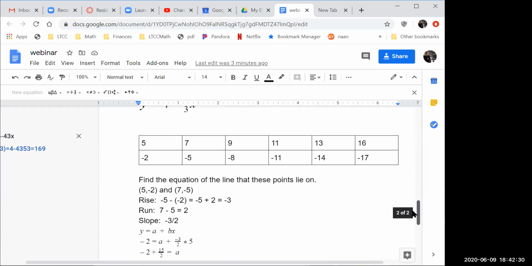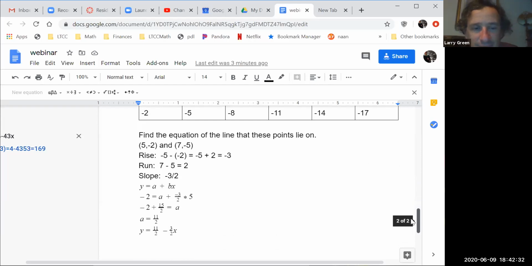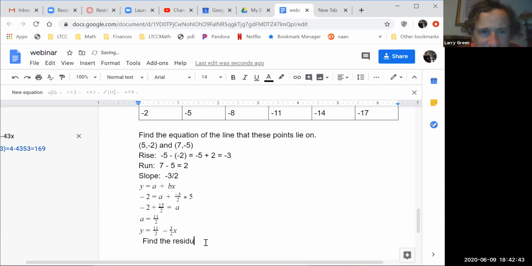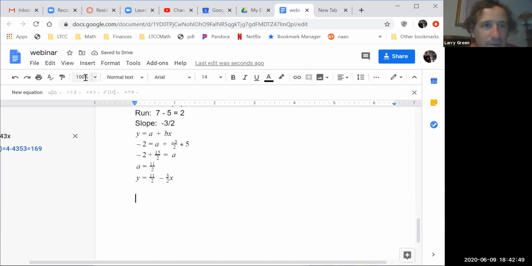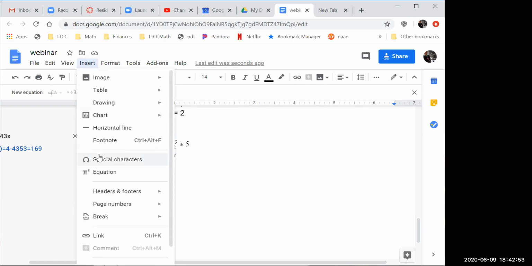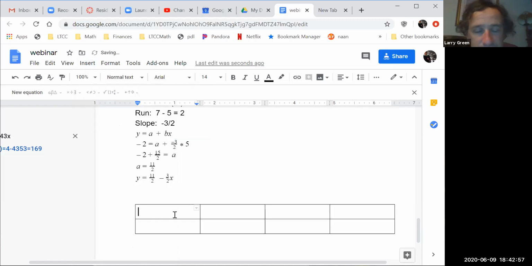Okay, now let's do an easier one. Find the residual. Actually, this one won't work so well because that's not a true scatter plot. So let's do another example, but I want to do one with table-looking stuff. So I'm going to get a table again. How about 4 points is good enough?